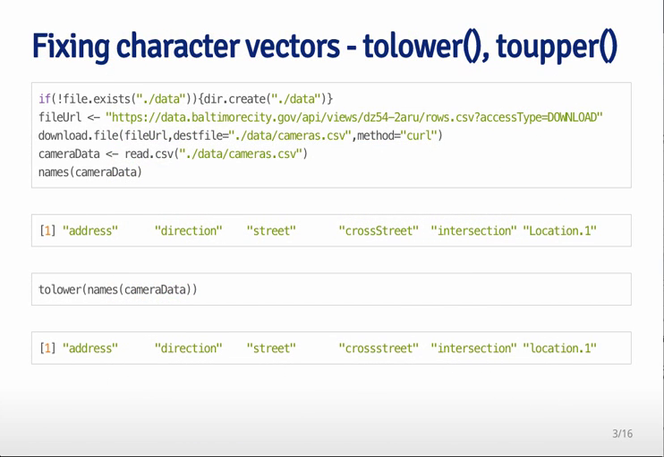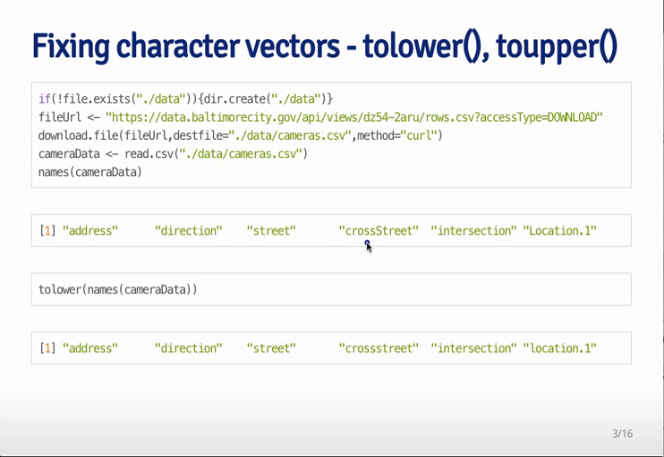So the first thing that we're going to do is download the data set from the web. We're going to check and see if this data directory exists, and if it doesn't, we're going to create it. Then we're going to download the data from this URL, and read it into R with read.csv. The first thing we can do is look at the names of this camera data. These are the column names.